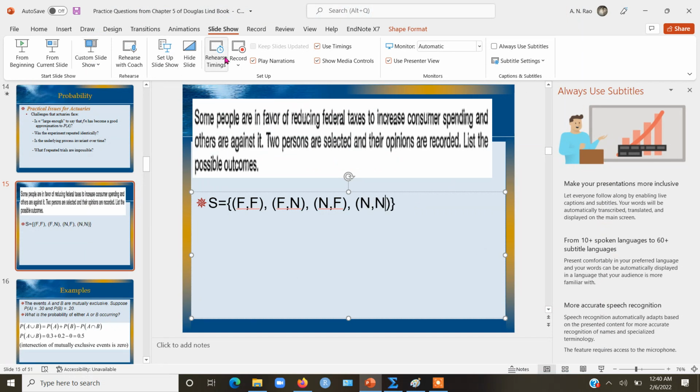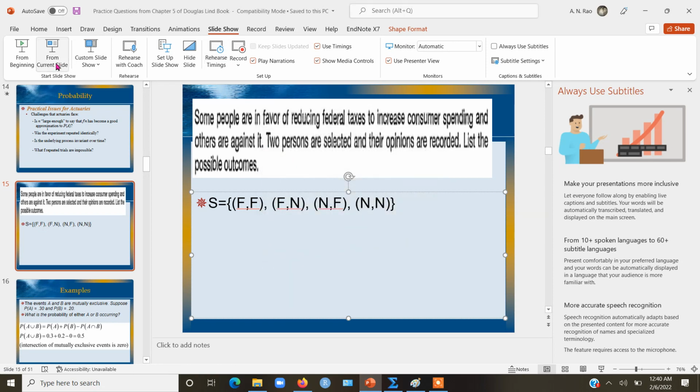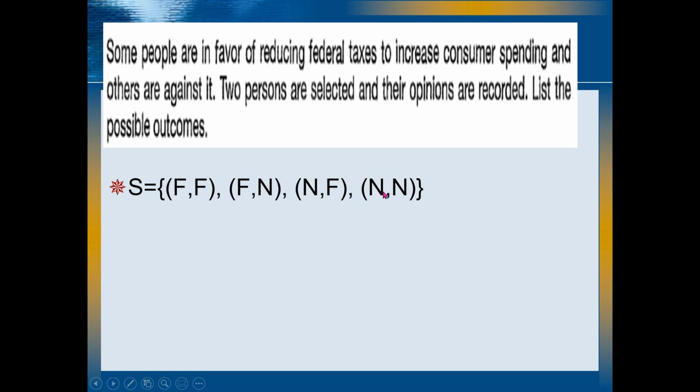Pardon the delay. So the last entry is both persons did not favor reducing the federal taxes. So this is a sample space, and you can see that it has 4 possible outcomes.